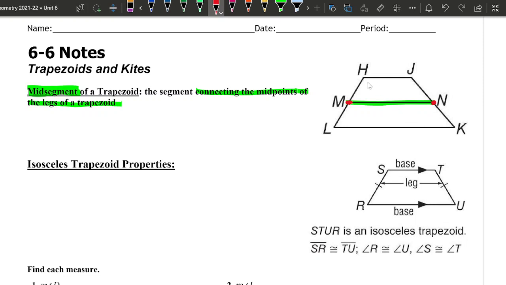So you could also label that. M is the midpoint of HL, so from H to M is the same as L to M. And N is a midpoint of JK, so those two sections are the same length. We don't know that they are all four congruent, so we're going to put them separate unless it's isosceles, which is the next section. Isosceles means that the two legs are the same length, just like with an isosceles triangle, the two legs were the same.